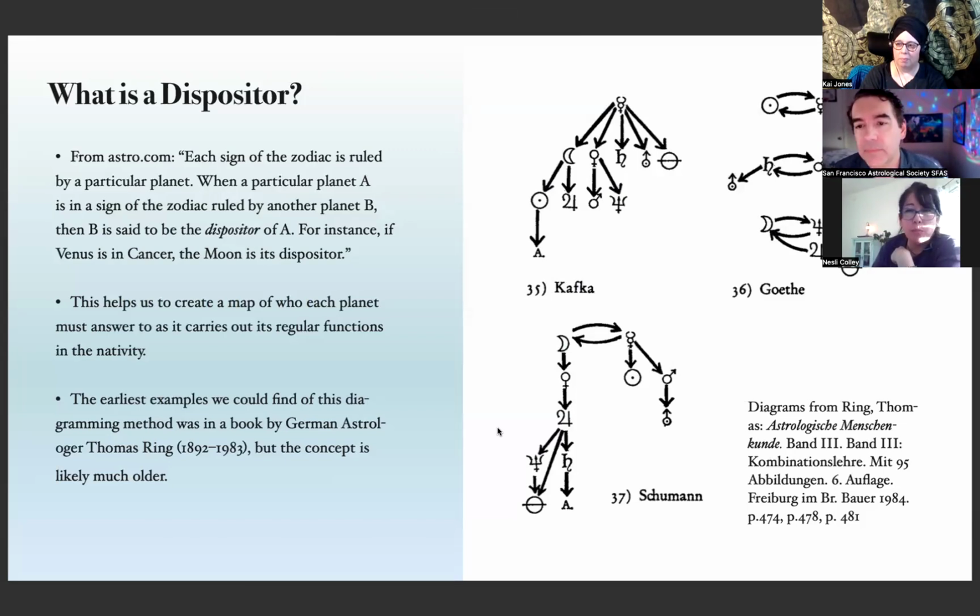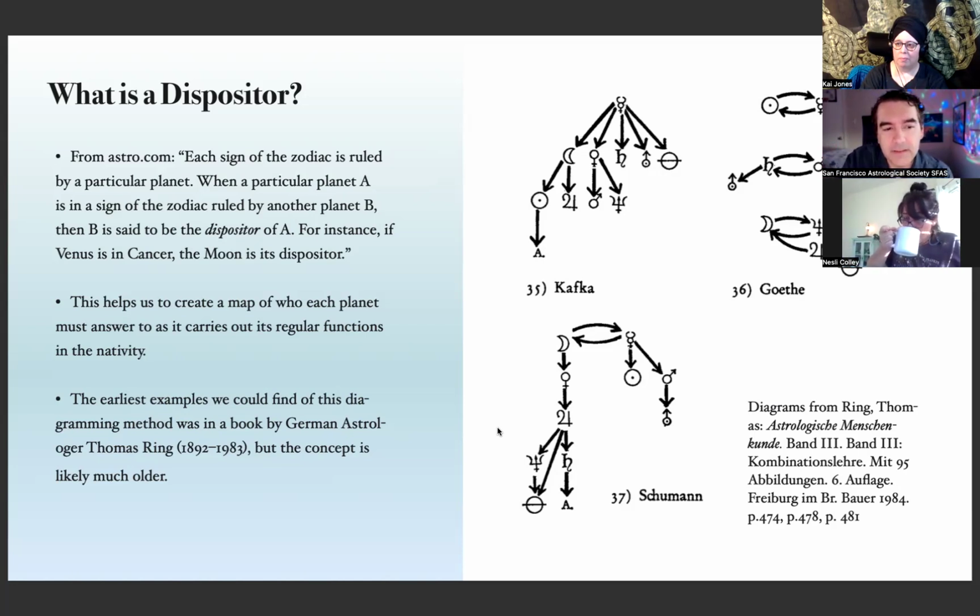So Astro.com says each sign of the zodiac is ruled by a planet. We know this. So when planet A is in a sign that's ruled by planet B, then B is the dispositor of A. So if Venus is in Cancer, the moon is its dispositor. And so this is sort of like the hidden org chart of who's running the show. And it's not always as obvious, even if you know your essential dignities, looking at a chart, that perhaps Mercury is ruling every other planet in the chart, or no other planets in the chart.